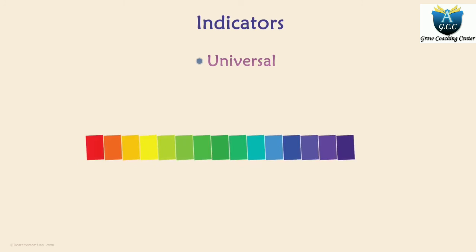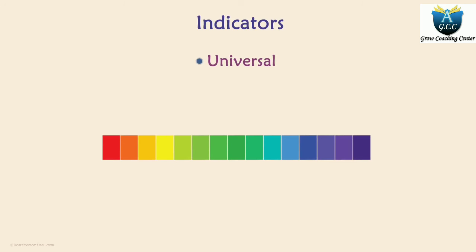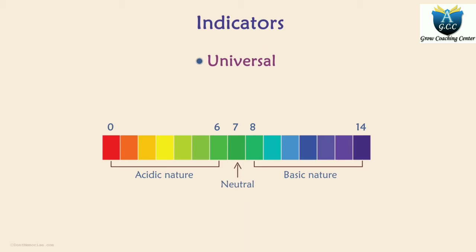A universal indicator shows different colors over the range of pH values from 1 to 14 for a given solution. And it is available in the form of strips as well as solutions. This is how the color matching chart looks. pH value from 0 to 6 show acidic nature, and pH values from 8 to 14 show basic behavior. And a pH of 7 shows it's purely neutral.